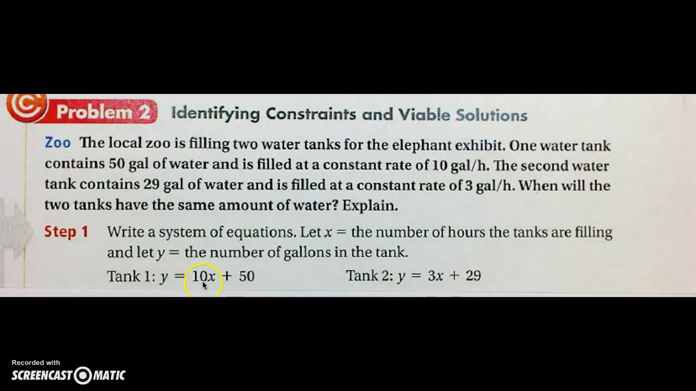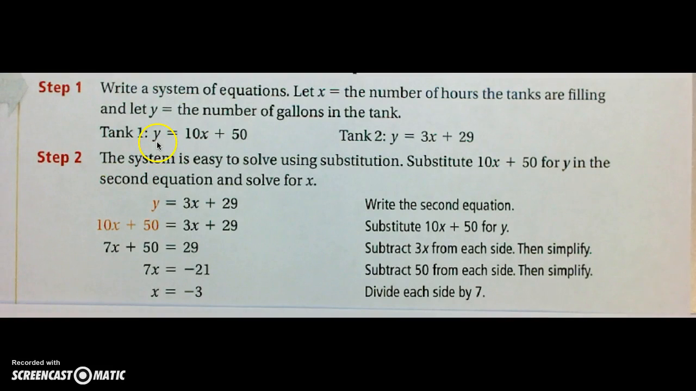So this one's filling at 10 gallons per hour. This one's filling at 3 gallons per hour. And then y is how much water is in the tank, whether you're talking about tank 1 or tank 2. Again, we can see both equations are solved for y. So we're going to pull the y out of this equation and put it in the other one. So really we're just taking these 2 equations and making them equal. And then we solve for x.